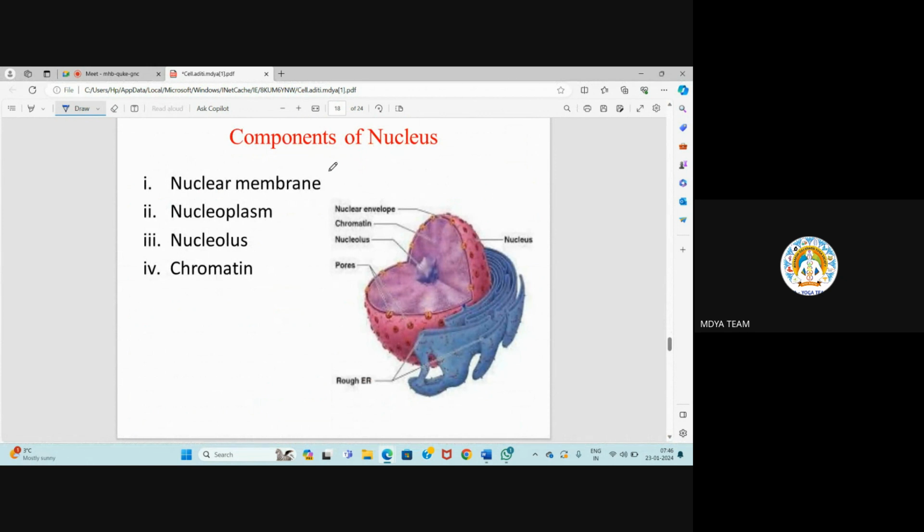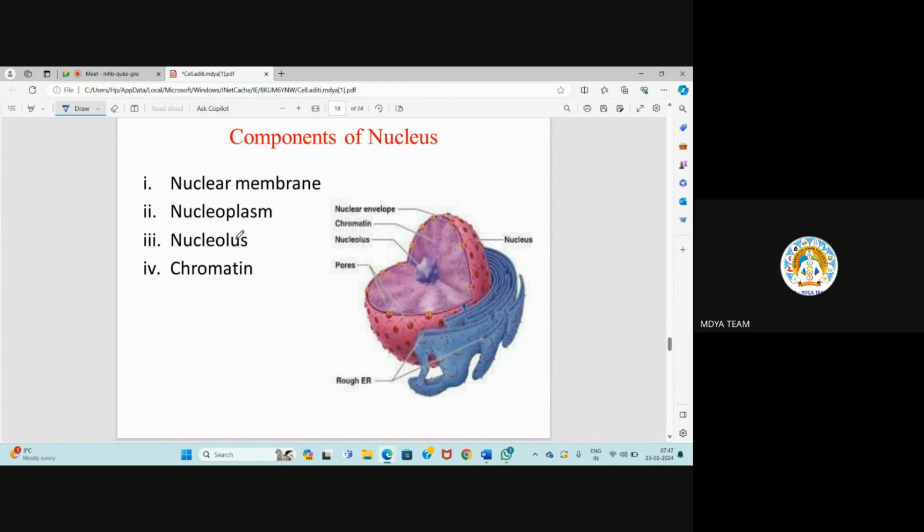Now here comes that prokaryotic and eukaryotic division. If this nuclear membrane is there, means you can see here this outermost layer that is pink colored, that is nuclear membrane. So if this nuclear membrane is present, then it is eukaryotic. If this nuclear membrane is not present, then it is prokaryotic.